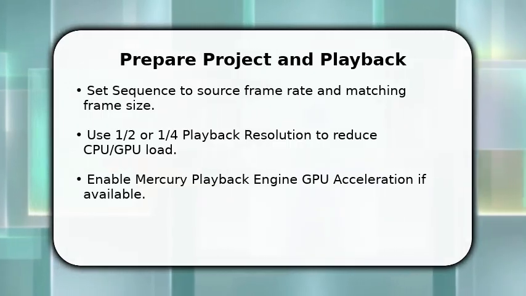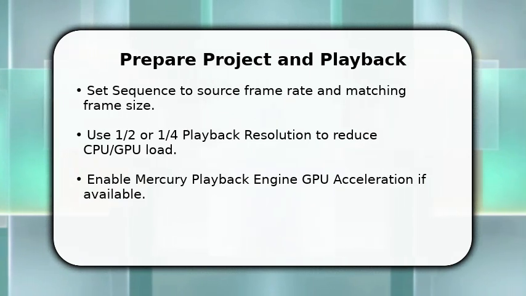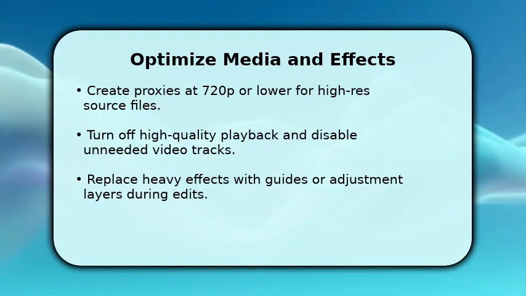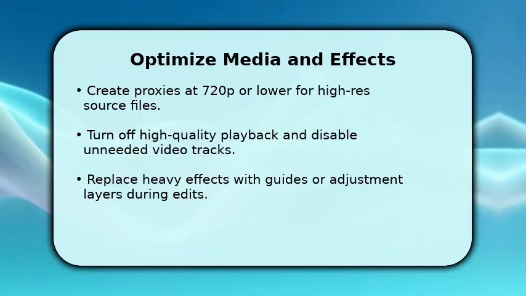Also drop complex effects temporarily. You'll add them back once timing and cuts are nailed. Next, build and attach proxies for 4K or higher clips. Proxies at 720p or 480p give responsive scrubbing and retain edit accuracy.